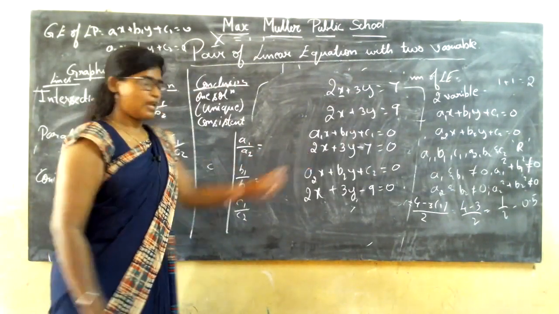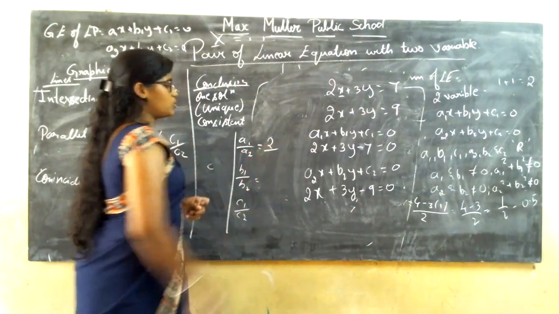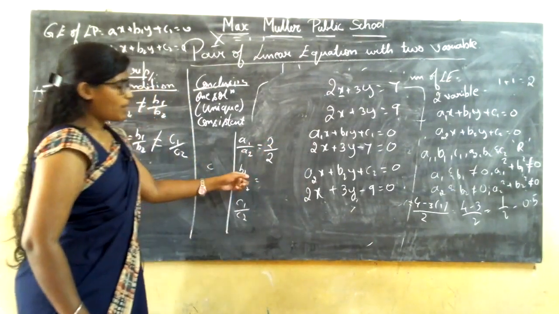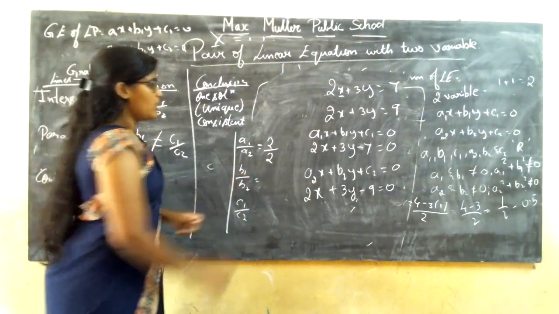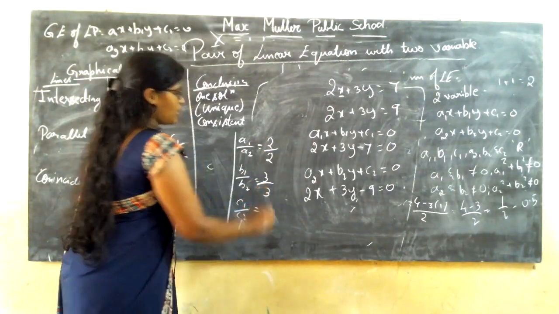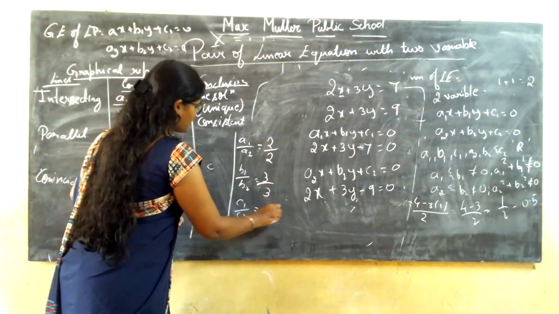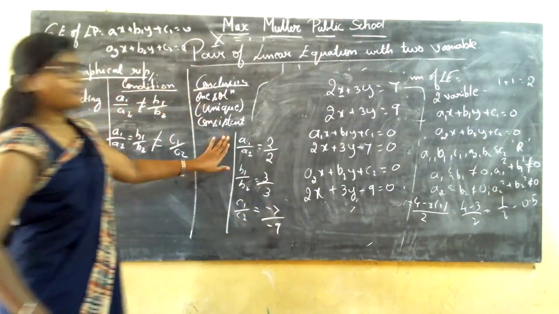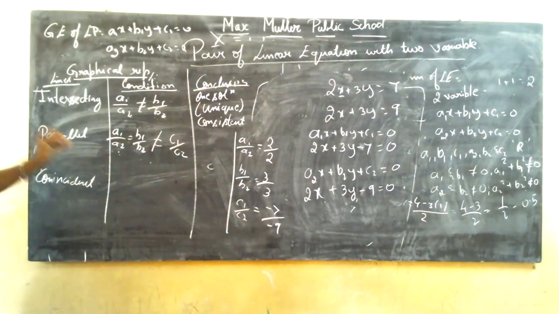What is the value of a1? You have written that as 2. What is the value of a2? It is also 2. Then what is the value of b1? It is 3. And what is the value of b2? It is 3. Then what is the value of C1? It is minus 7. And what is the value of C2? It is minus 9. So you have written the values for A1 by A2, B1 by B2, C1 by C2.